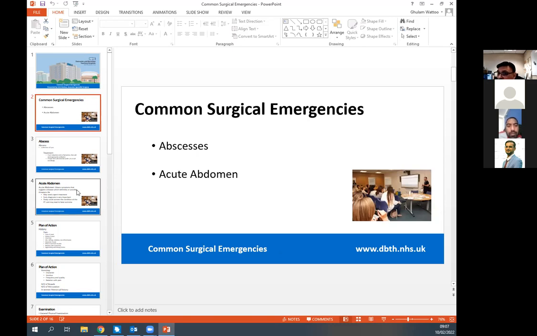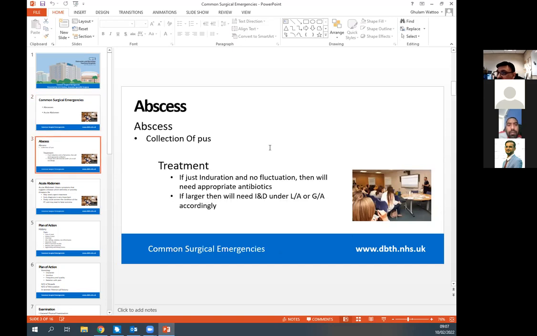So, abscesses. Basically, what is an abscess? An abscess is a collection of pus after infection. It can happen in any part of the body, and the treatment is almost the same.